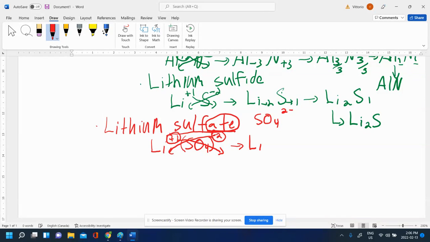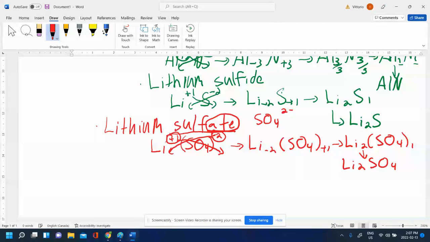And so you'll get Li, -2, SO4, +1. You can drop the signs, so you get Li2, SO4, 1. Since there's a 1 here, you can actually remove the bracket and the 1 and simply write it as Li2SO4. If there was any other number, you couldn't remove it. You'd have to keep the number there, and you'd have to keep the bracket there as well.